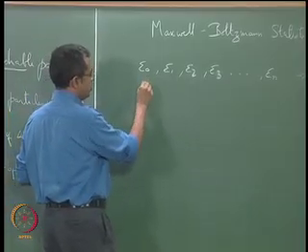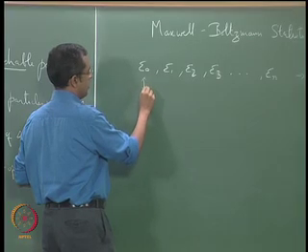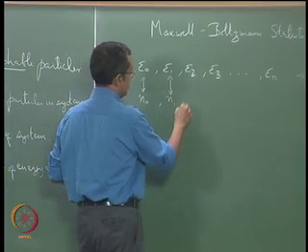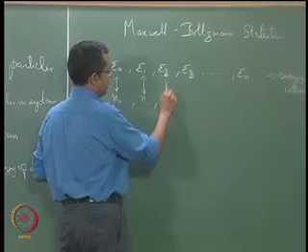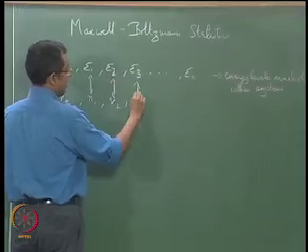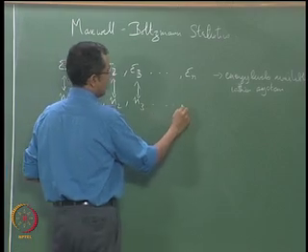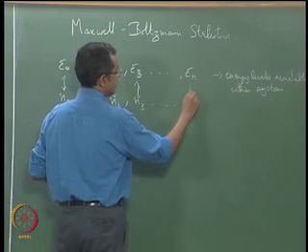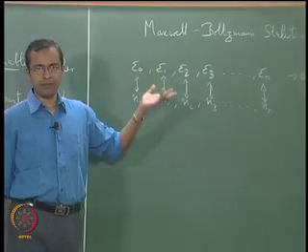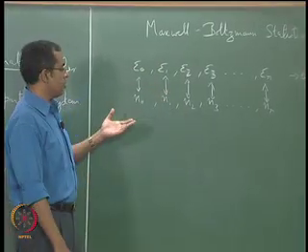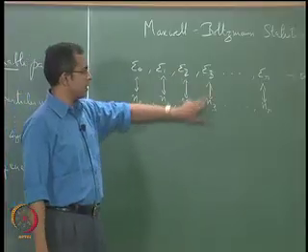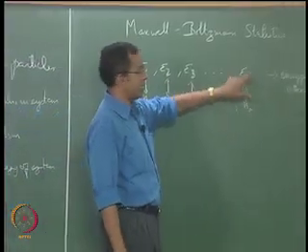N0 particles sitting at energy level E0, N1 particles sitting at energy level E1, N2 particles sitting at energy level E2, N3 sitting at E3, and so on till we have Nr particles sitting at energy level Er. So this arrow is simply to show you which energy level they are sitting at, right. So we have N0 particles at E0, N1 at E1, N2 at E2, N3 at E3, and so on till we have Nr at Er.